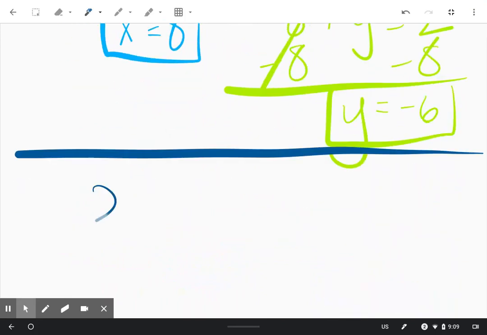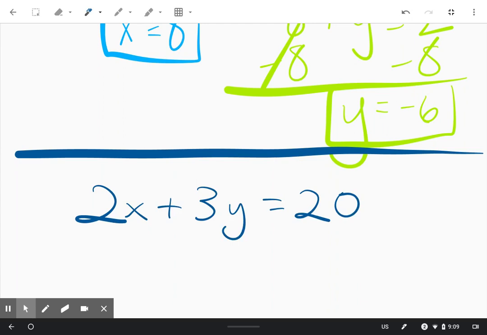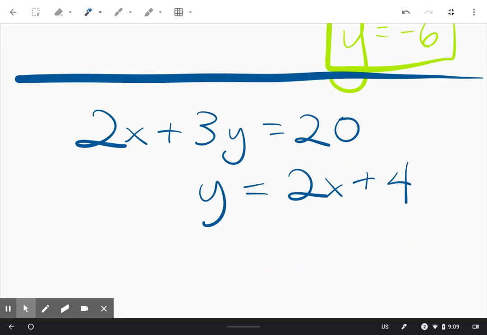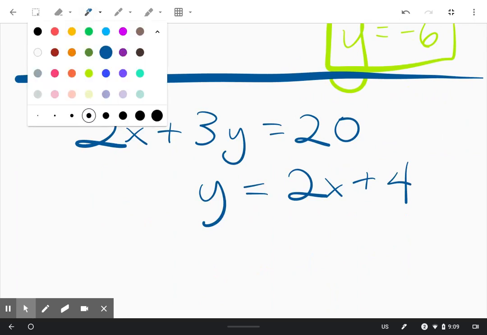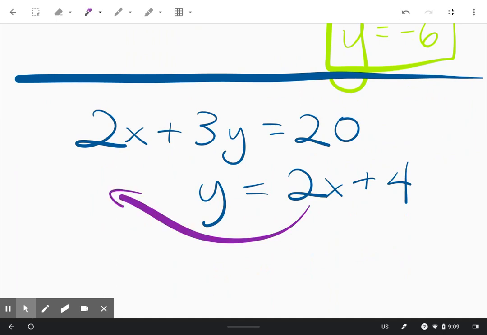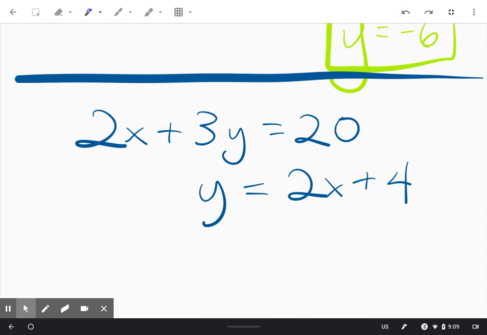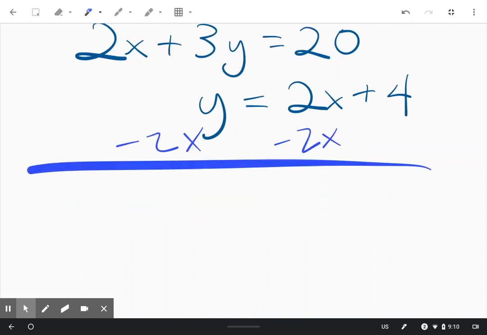Let's say I have the following. 2x plus 3y equals 20, and y equals 2x plus 4. So the way this one is not working for us is that this x here in the second equation needs to be over here somewhere so that it can be lined up with our other x's. So let's do that. In order to do that, we're just going to work with equation number 2, and we're going to subtract 2x from both sides. And we're going to end up with a new equation.